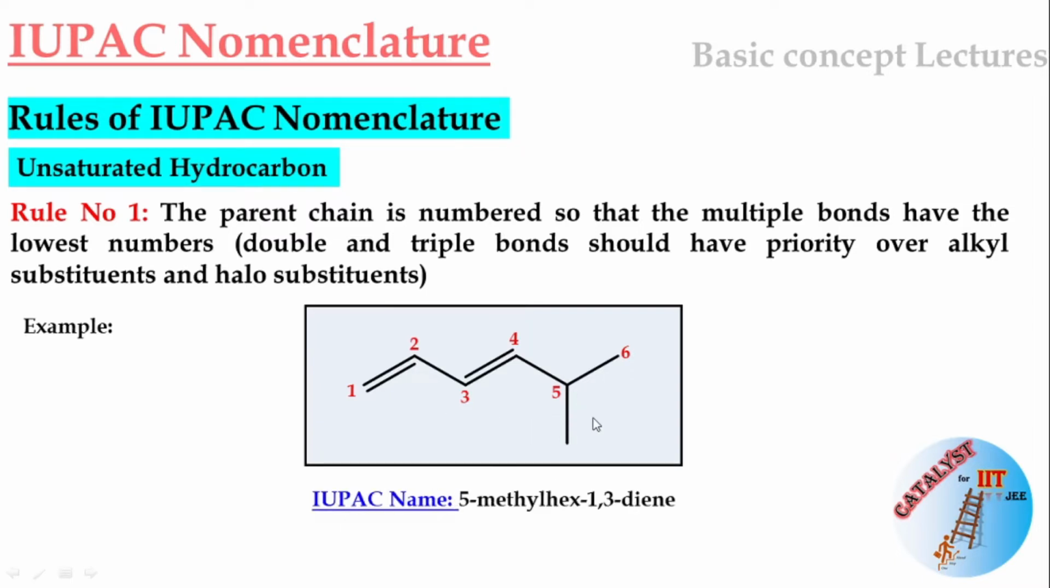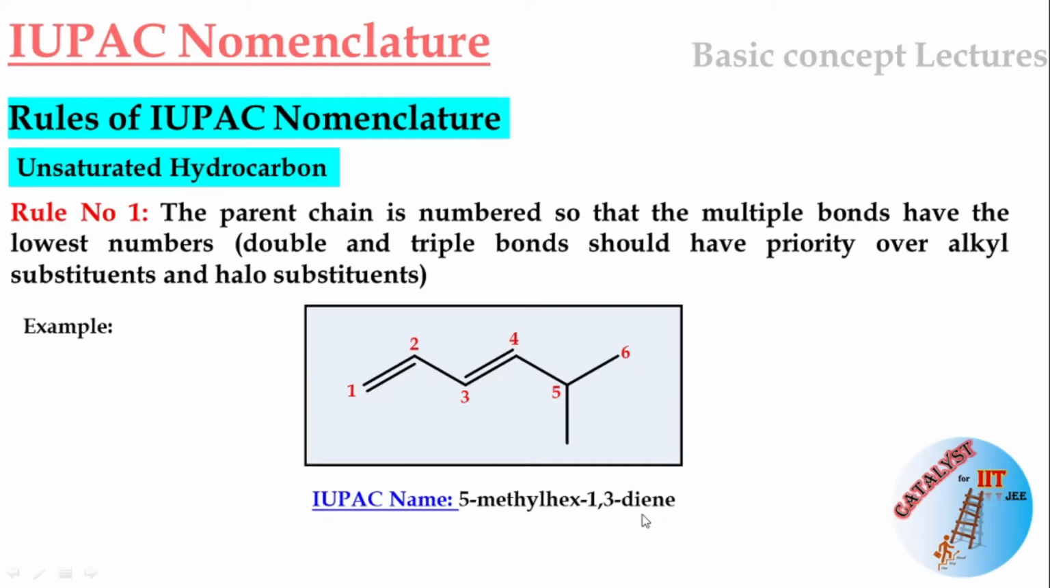So this will be your IUPAC name, because there is a methyl substituent on the 5th position. So 5-methyl, hex means the number of carbons in your parent chain is equal to 6. And you should always number on which carbon your double bond or triple bond is present. Both double bonds are present on the first position and third position, so that's why you have written 1 and 3. So the number of alkenes, or else you can say double bonds, is 2 in this molecular structure.